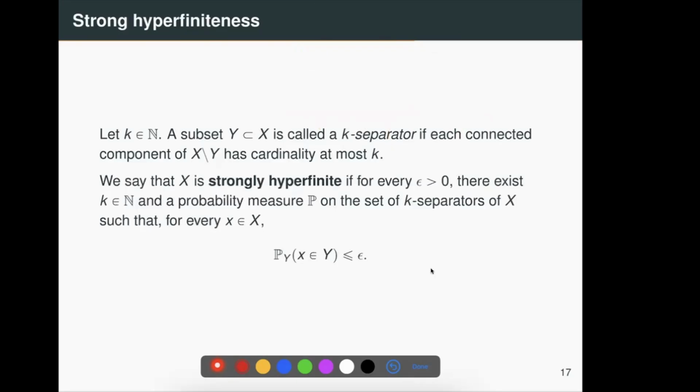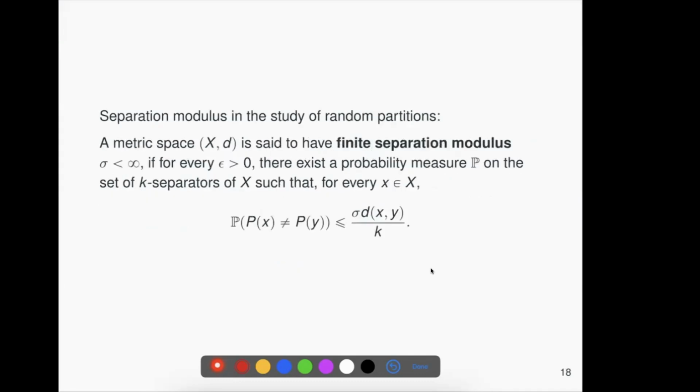And then we say that this is strongly hyperfinite if you can find a probability measure P on the set of K separators. So you want to pick a random K separator, so that for any point in the space, or any vertex, the chance that you are on the separator is less than epsilon. So it's like a random partition, and the probability that you fall on the separator is bounded by epsilon. Okay, so Alec proved that if you have a bounded degree graph G, then it has property A if and only if it is strongly hyperfinite. So this amenability condition and hyperfiniteness condition are really equivalent. So we're going to use this formulation.